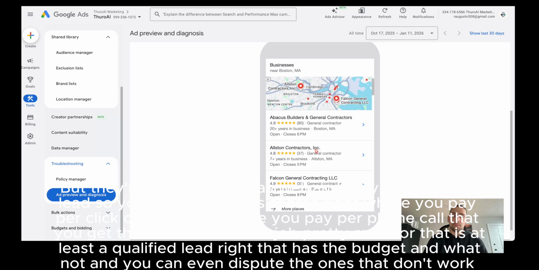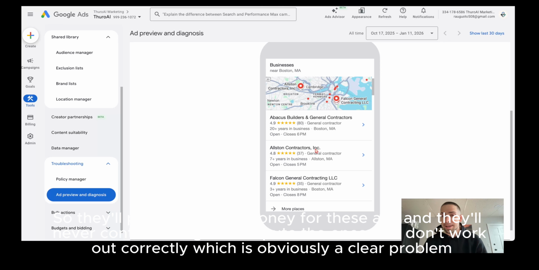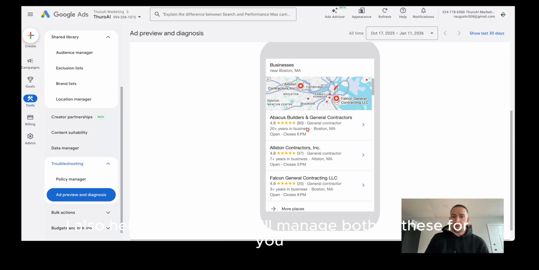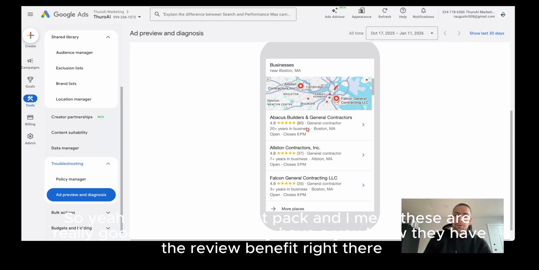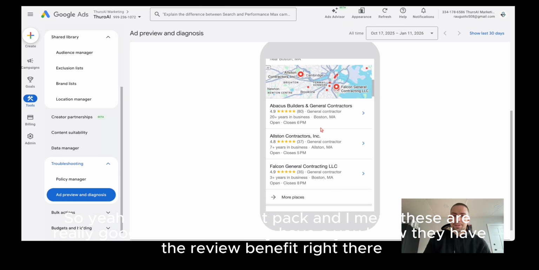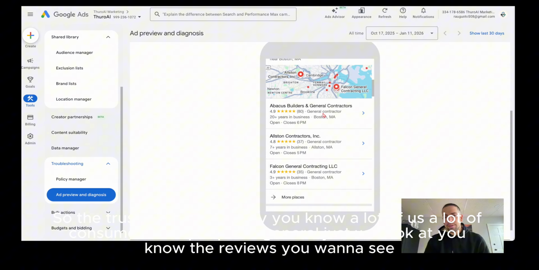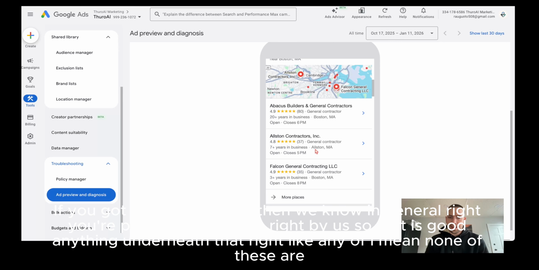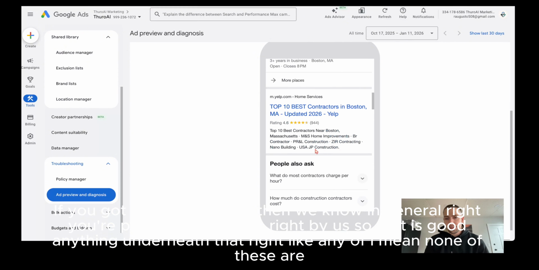And you can even dispute ones that don't work out, which is a tip that a lot of contractors don't use. They'll pay a bunch of money for these ads and they'll never contact Google to dispute the ones that don't work out correctly, which is obviously a clear problem. I also help with that. I'll manage both of these for you. So, yeah, this is called a map pack, and these are really good too because they have the review benefit right there. So the trust factor, obviously, a lot of consumers and people in general look at the reviews. If you've got 4.9 stars, then we know in general you're probably going to do right by us. So that is good.